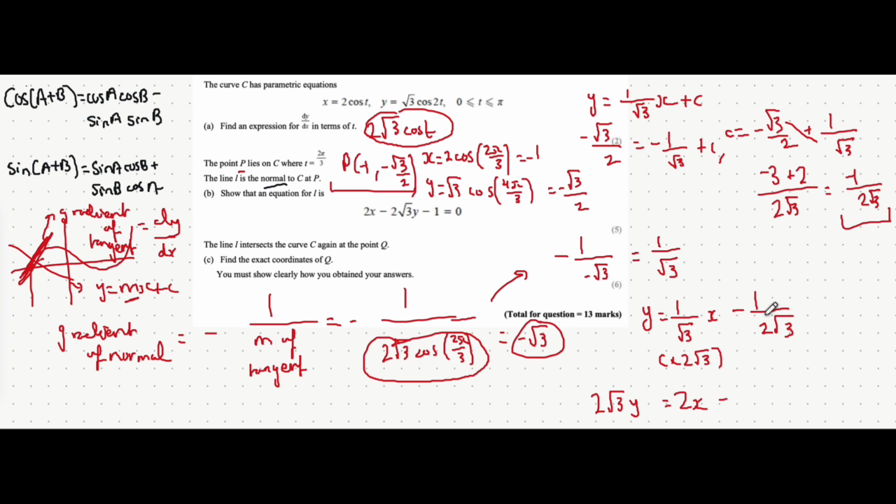Minus, and then 2√3 over 2√3 is just 1, and then you want to move all the terms to the right-hand side just so it looks pretty much like that. If we just subtract 2√3y from both sides, we can just squeeze that in here. So it becomes 2x minus 2√3y minus 1 all equals 0. And that's it. That's everything for that part of the question.